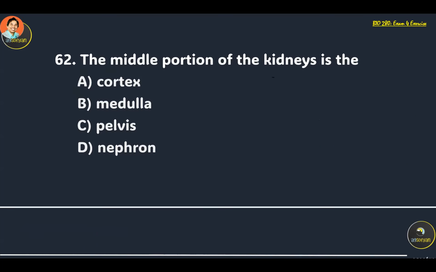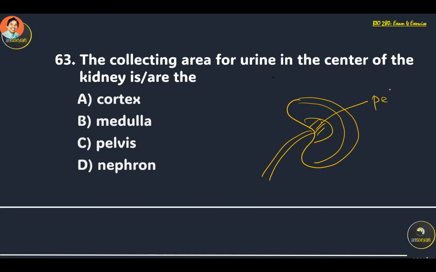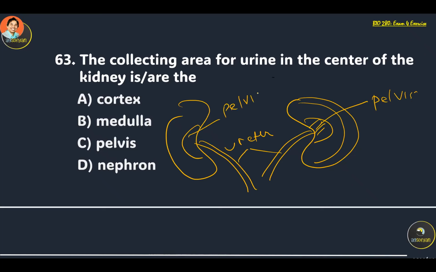The middle portion of the kidney is the, again, we already mentioned that, will be medulla. The collecting area for urine in the center of kidney is the, it's to be the last part, which is this part over here. Okay, so this one is called the pelvis. Okay, from the pelvis, the urine will go to the ureters. So remember, we have two kidney over here. So we're going to have two ureter, and this is pelvis. Okay, so pelvis is the answer.